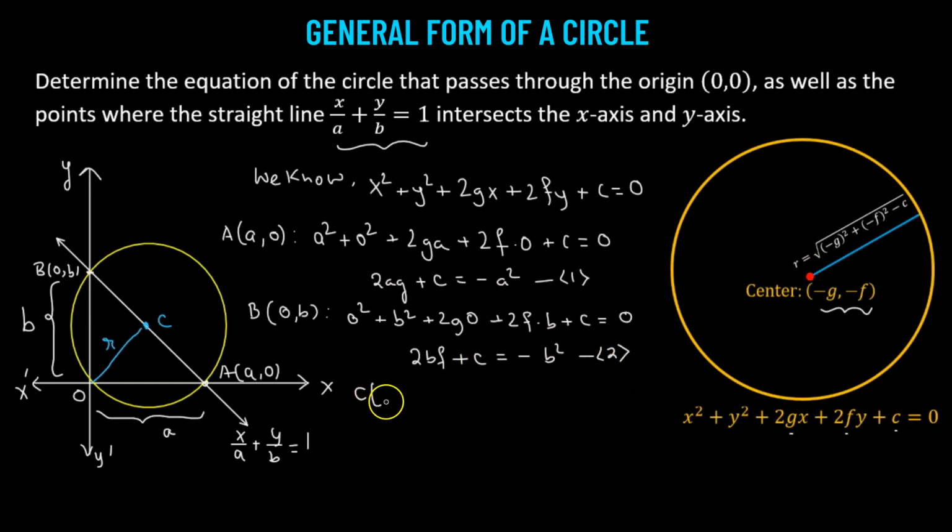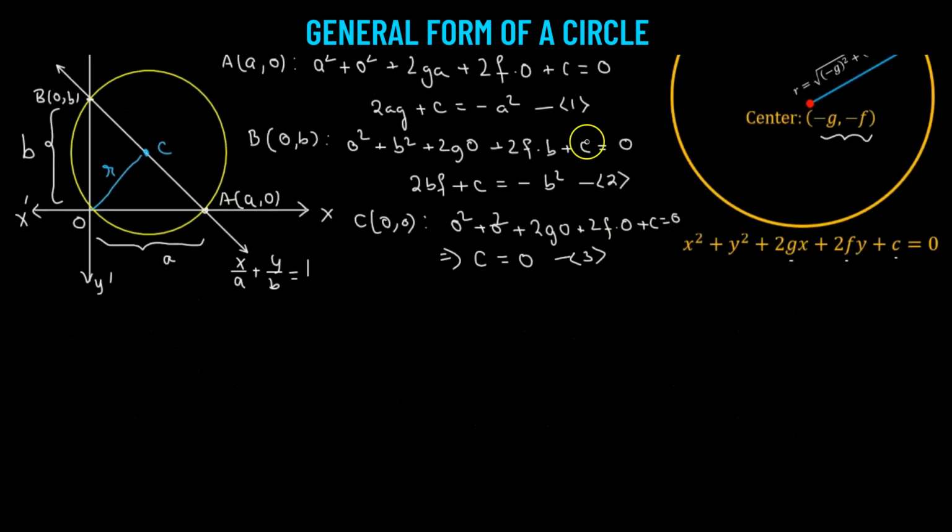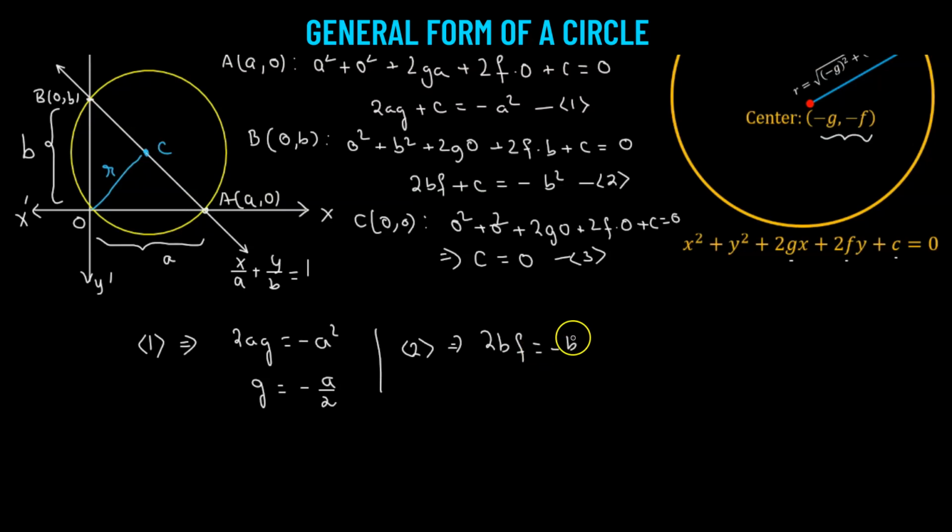And then we have the third coordinate point (0, 0). So we get 0 squared plus 0 squared plus 2g times 0 plus 2f times 0 plus c equals 0. So this gives us c equals 0. Let's call it number 3. Now we can use c equals 0 and substitute it in equations 1 and 2. Equation 1 then becomes 2ag equals negative a squared. So solving for g, we get negative a over 2. And equation 2 gives us 2bf equals negative b squared. So the f value is negative b over 2.